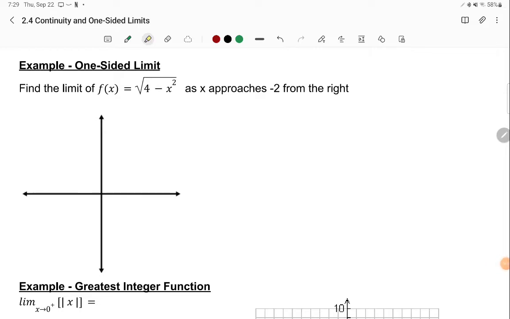Find the limit of f of x equals the square root of 4 minus x squared as x approaches -2 from the right. You can use a graphing calculator if you want to, whatever method you want. Go ahead and try this on your own. Sketch the graph. Limits are super important if we see them visually, so sketch the graph and see if it makes sense to you. Pause the video, try this one on your own, and then come back.